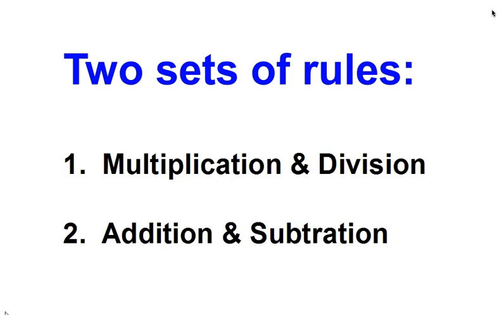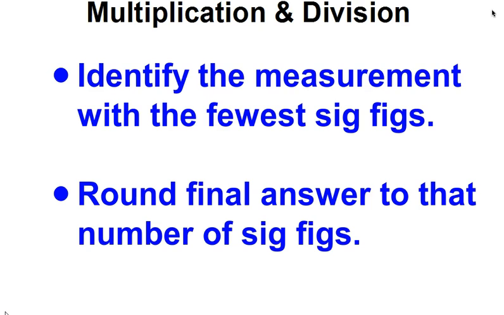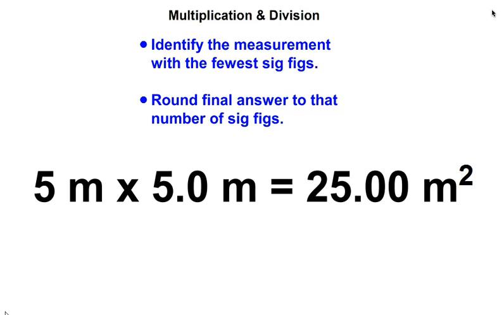We're going to take care of this problem by using 2 sets of rules for rounding when doing calculations. One set of rules that applies to multiplication and division, and the other set that applies to addition and subtraction. For multiplication and division, we're looking for the measurement with the fewest sig figs, and we're rounding our final answer to that number of sig figs. In the case that we just looked at, since 5 meters has 1 significant digit, we need to round our final answer to 1 significant digit.